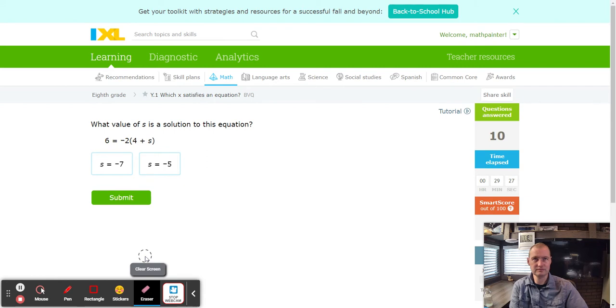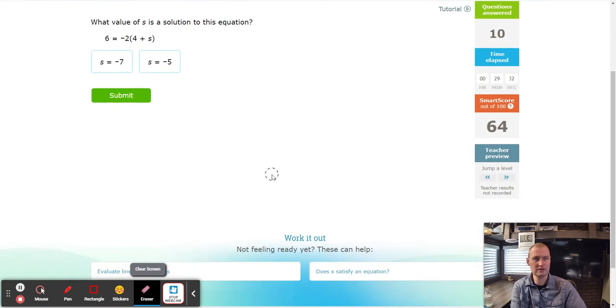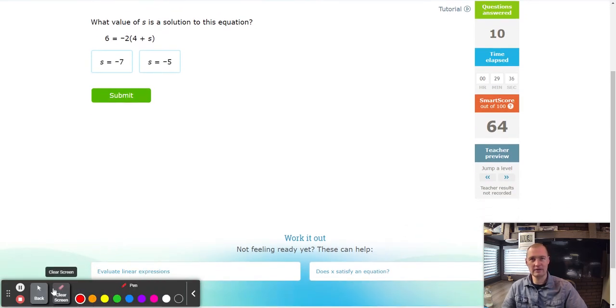Okay, here we go. We got parentheses here. We're going to do something called the distributive property. All kinds of good stuff. All right. So we got, first equation, we got 6 equals negative 2 multiply 4 plus S. Close the parentheses.